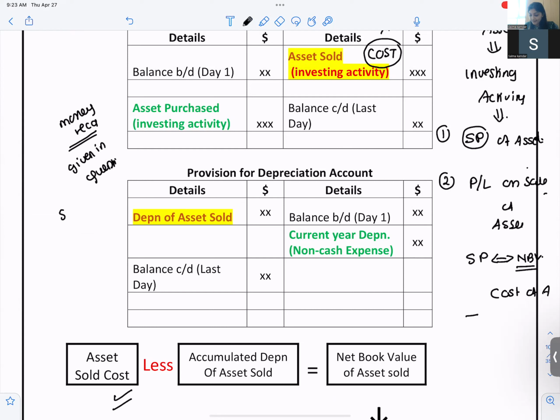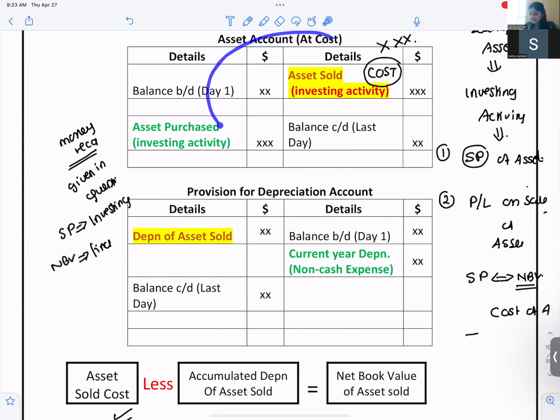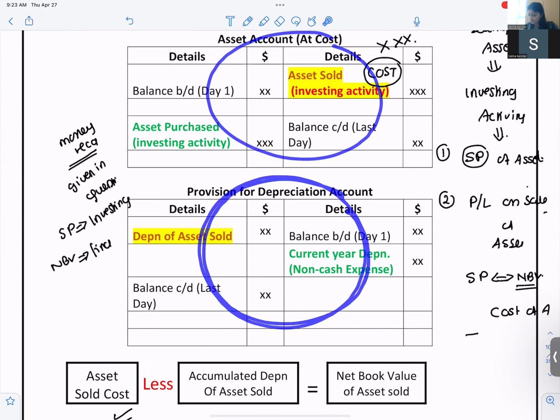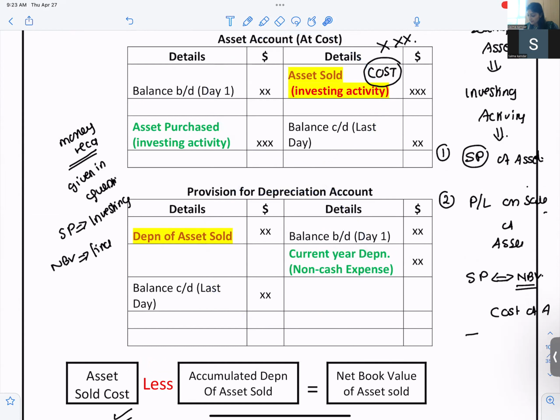So the selling price of the asset sold is the investing activity. Net book value you will have to find out from two accounts. One is the asset account, the other is the provision for depreciation account. In the provision for depreciation account, here you will have the accumulated depreciation of all the assets that are lying with you. Here you will have the depreciation of the current year.